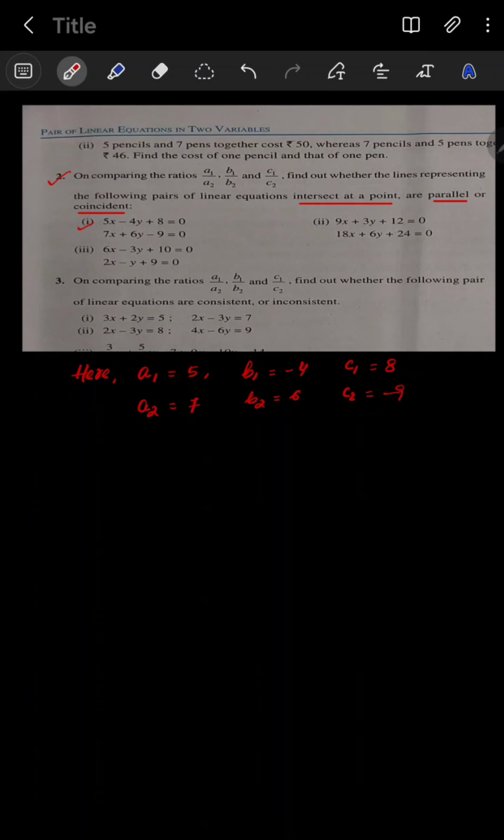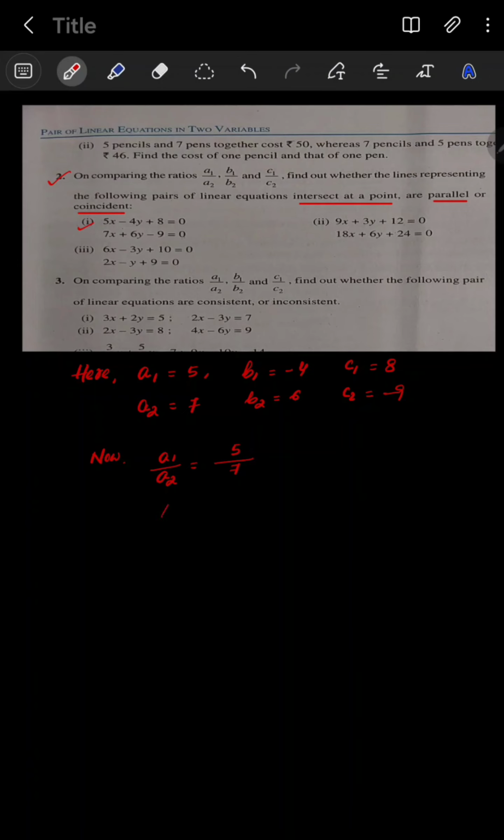Okay, now in the question they ask you to find the ratios, that means first the ratio a1 by a2. You have to find a1 by a2 first of all. The a1 value is 5, and the a2 value is 7. Now this 5 by 7 we cannot simplify further, so we'll keep it as it is.